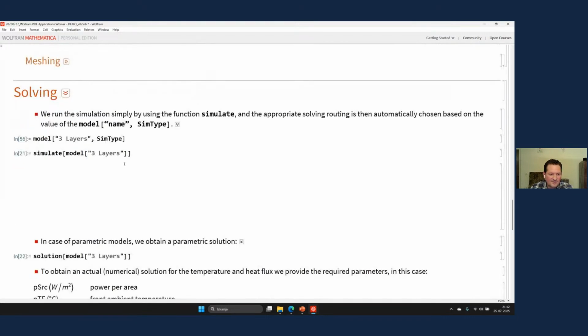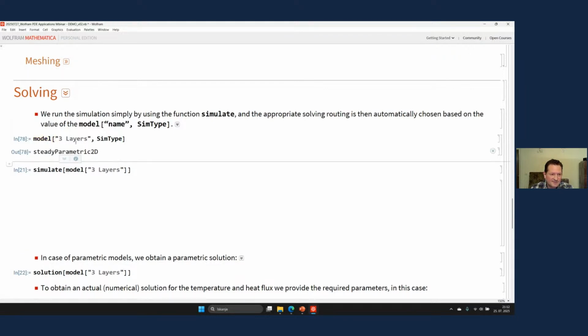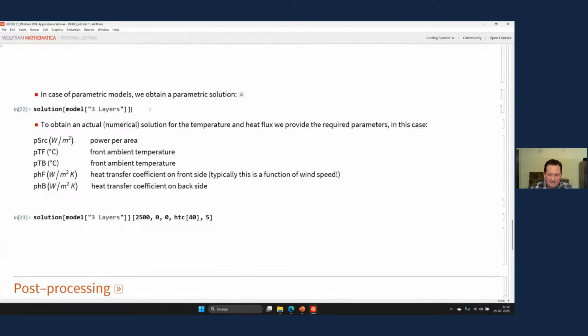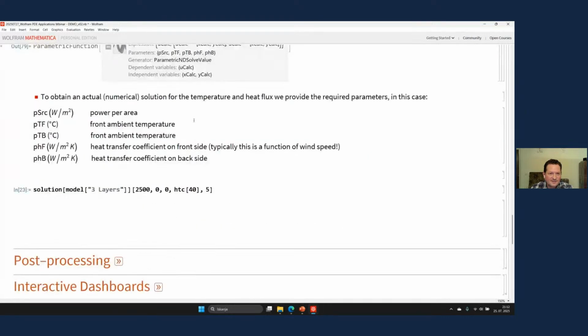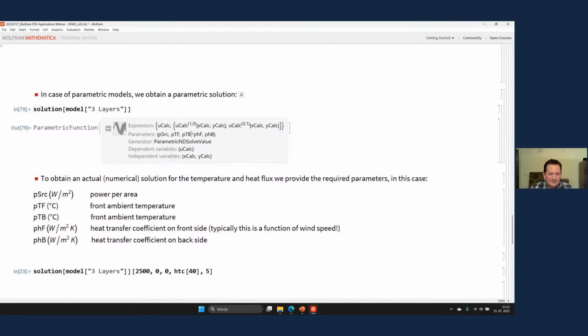Solving is done simply by calling the function simulate. The function simulate will know which function to choose because the correct type of the simulation is a part of the model itself. So the sim type key points to the value, which then determines which simulation to run. Let's look at an example. In case of a parametric solution, we get this parametric function as a result, and in this case this was a steady state simulation. We have the dependent variable, this is the temperature, and then spatial variables.